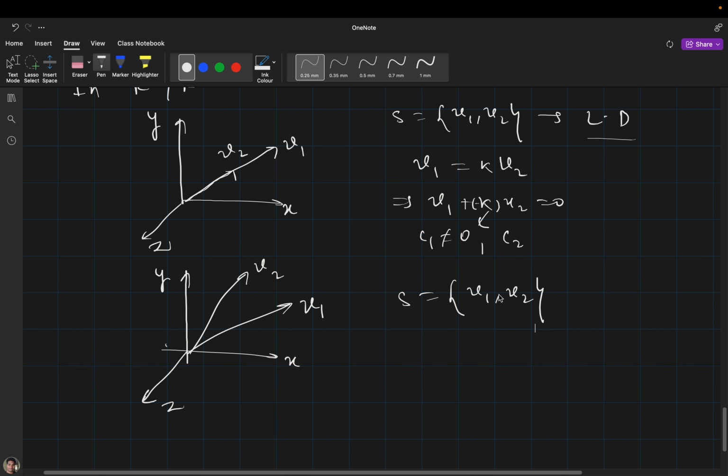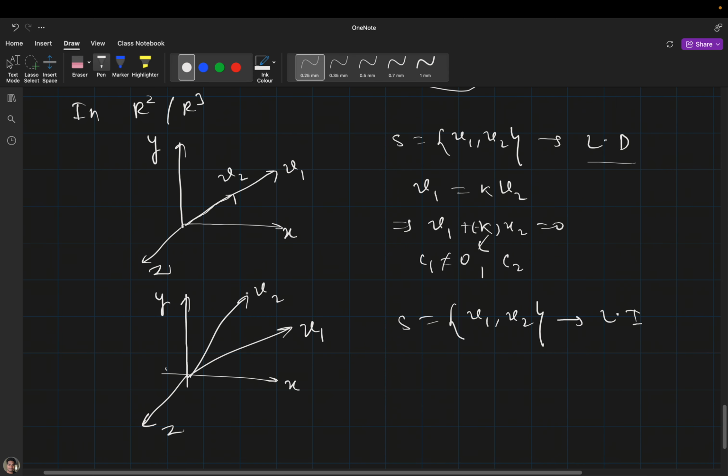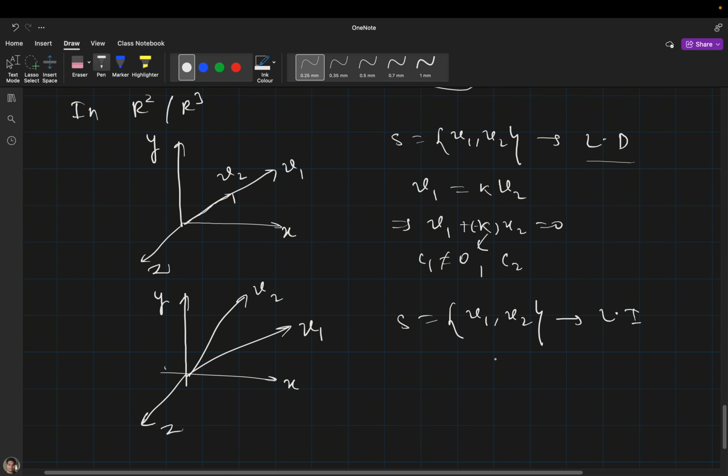Think. It is linearly independent, because these two vectors are not lying on each other. What does it mean? It means that we cannot express v1 as a scalar multiple or combination of v2. That's why this set is linearly independent. Fine? You cannot write.